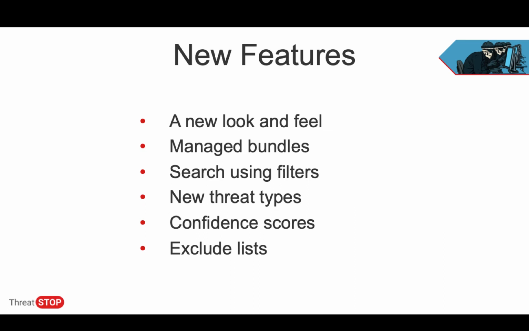We've also added 12 new threat type categories like command and control and infection sites. We've introduced confidence scores to indicate lists that might be more prone to false positives, and also exclude lists, a way to ensure that lists that you exclude are never added to your policy through any of our automated processes.